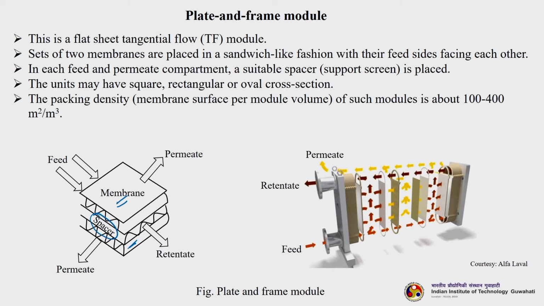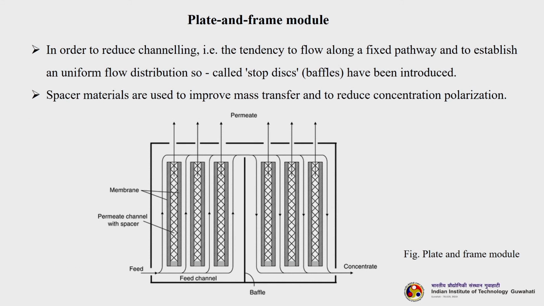So, you can see this is another figure here. Here the feed is entering here, and we are getting the overall retentate here. You can have many different types of membrane arrangements here, and the permeate we are getting here. This is actually one of the oldest types of system, and quite good also. In order to reduce channeling, the tendency to flow along a fixed pathway, and to establish a uniform flow distribution, stop discs or baffles have been introduced. So, please look at this particular figure.